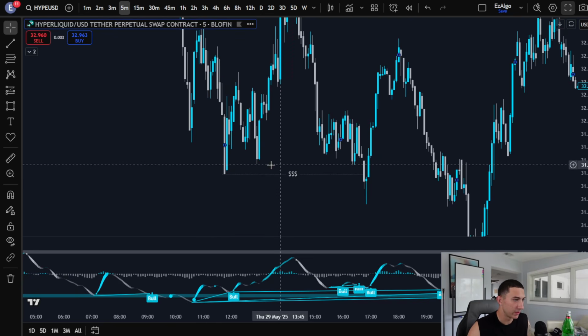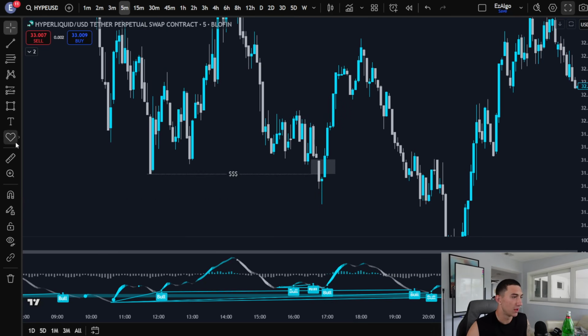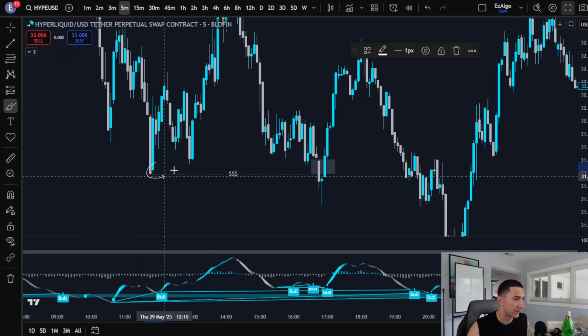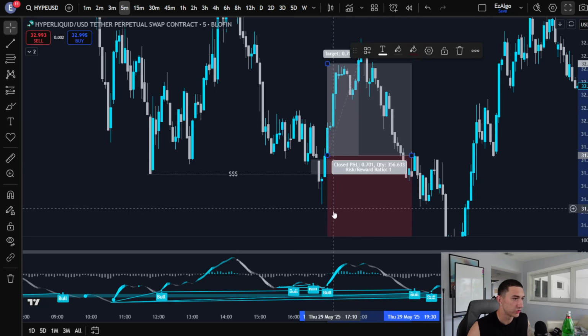We had a sweep of this low here. We also had a sweep of this low right here. So two sweeps of liquidity. Then we have this bearish fair value gap right here. Price closes below, reclaims this previous low that we had swept, closing above that bearish fair value gap, creating an inverse fair value gap with bullish divergences. So this would be your entry right here.